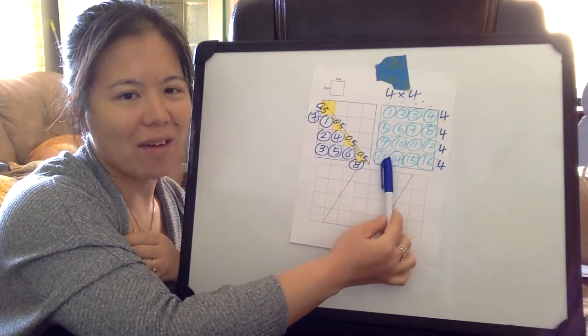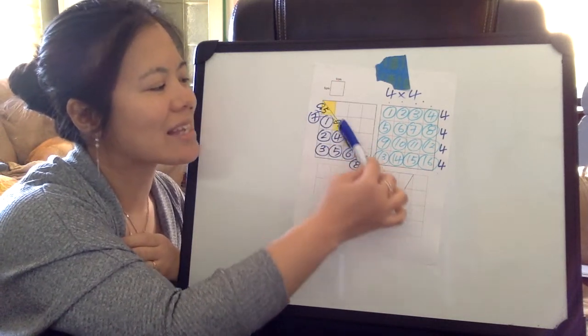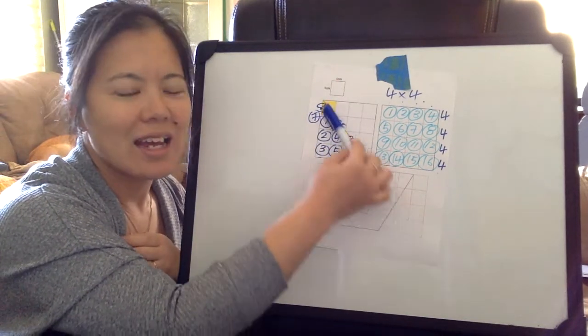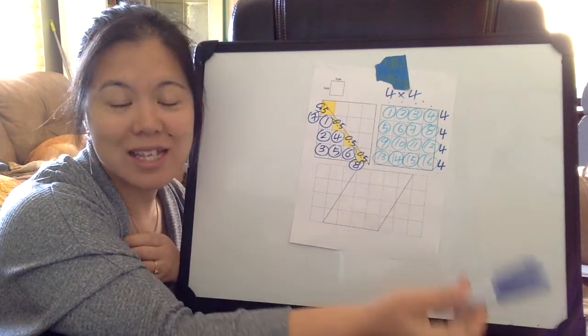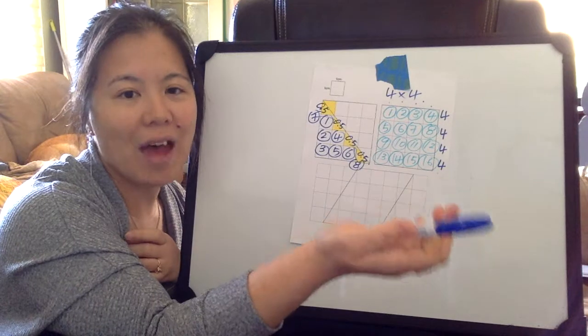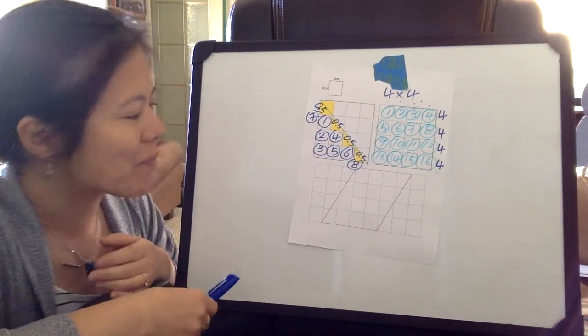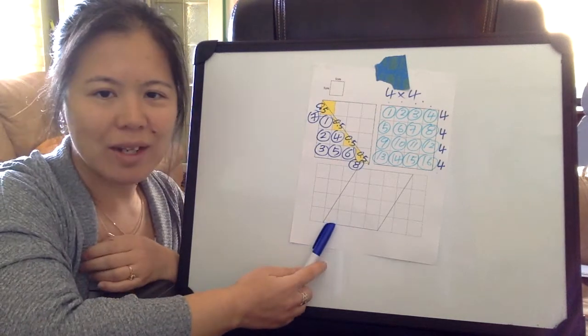With this square, I had 16. And I'm cutting the 16 in exactly half. That means 16 divided by 2 must be 8. So you could think of it that way, or you could count in this way as well. That's one way. So what about this one?